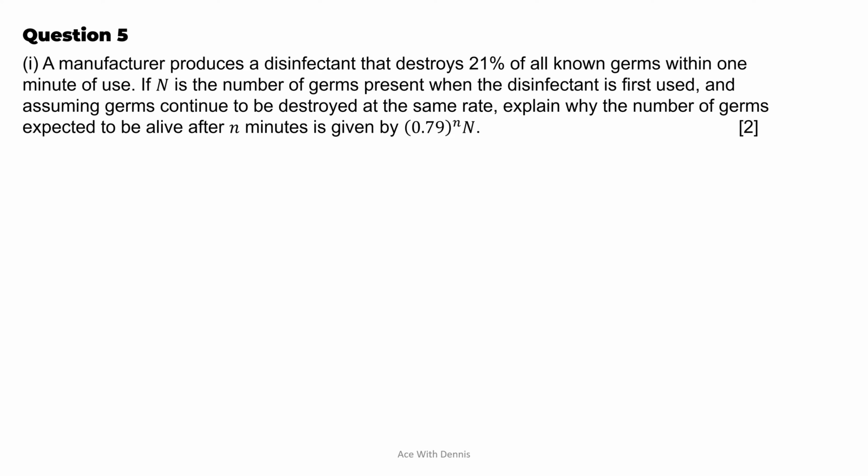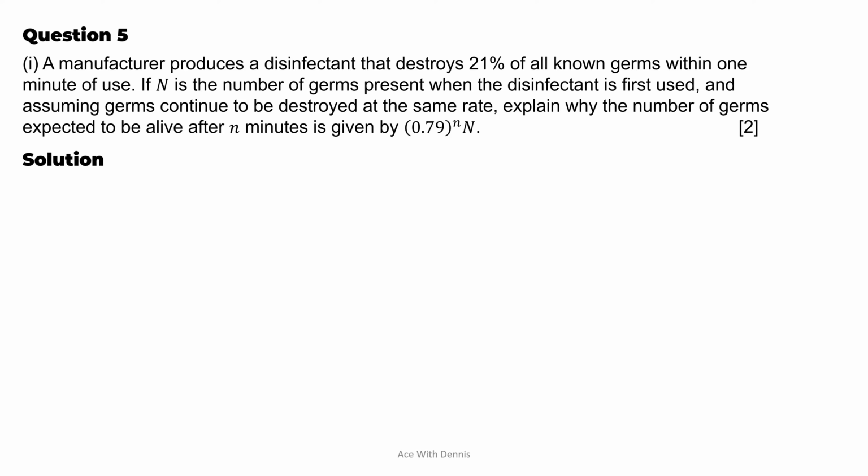Question 5.1. A manufacturer produces a disinfectant that destroys 21% of all known germs within 1 minute of use. If N is the number of germs present when the disinfectant is first used, and assuming germs continue to be destroyed at the same rate, explain why the number of germs expected to be alive after n minutes is given by 0.79^n times N. 2 marks.